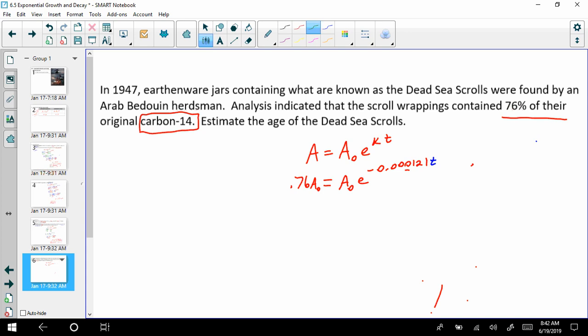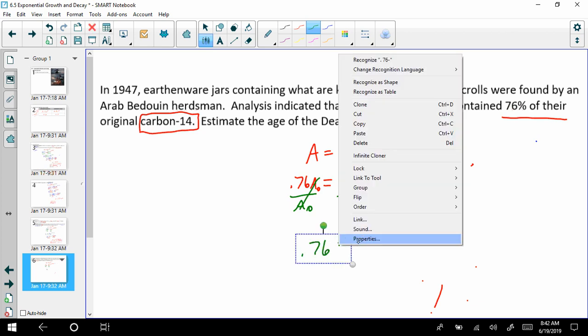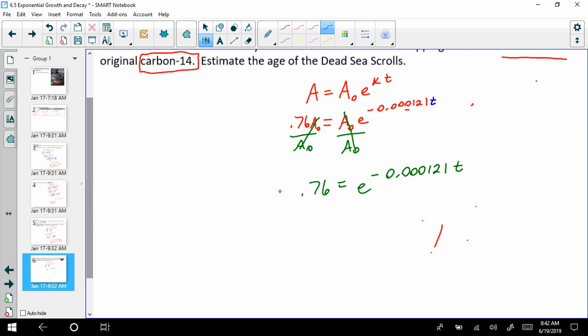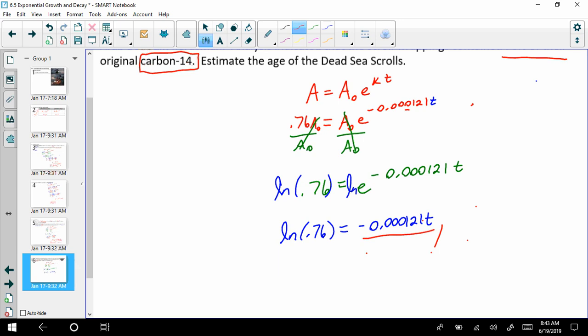So it's the same concept, only I have 76% of it left. So it's okay that I don't know A sub 0, because when I solve, it's gone. So the next step to solve would be to get rid of e, so I know a log will do that. So it cancels out on the right side. And then the last step would be to divide. Make sure you divide by a negative.